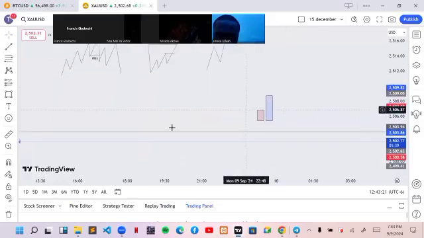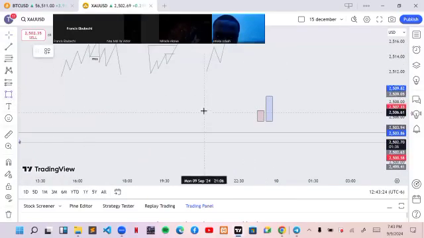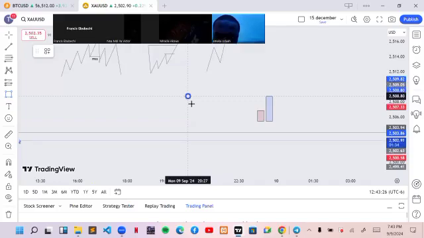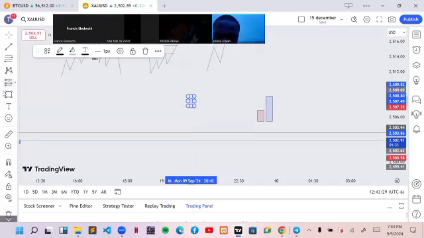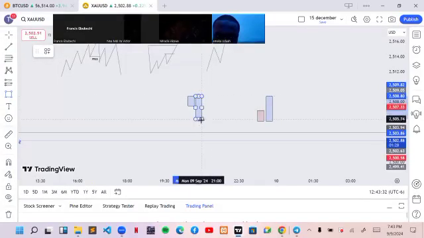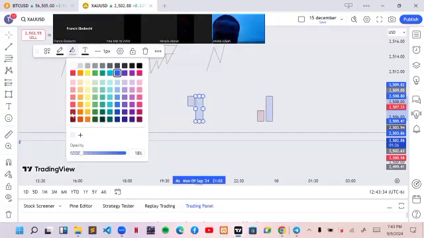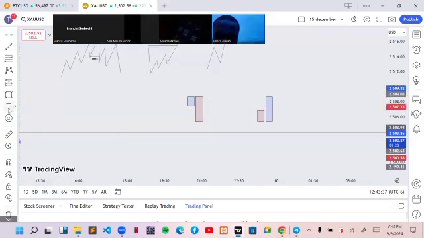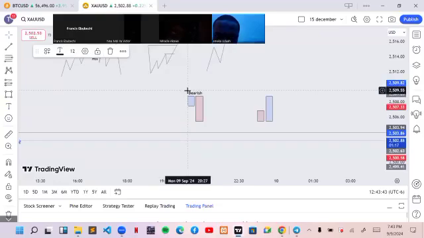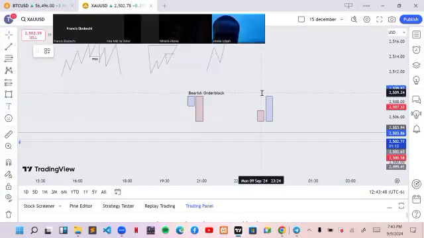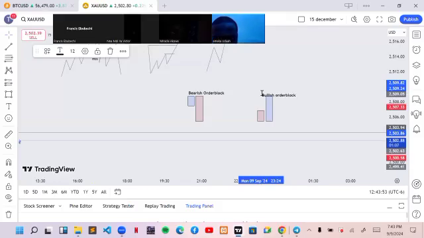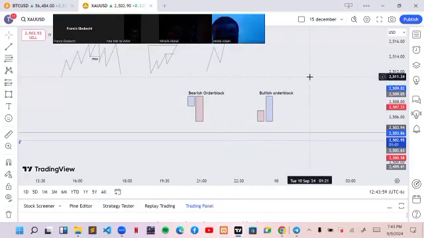And then for a bearish order block, this is what it looks like. You see a bullish candle, then you see a bearish one engulf it. This is what a bearish order block looks like when you're looking for sells. So I'll mark it with bullish order block, or bearish order block. Bearish order block, bullish order block.